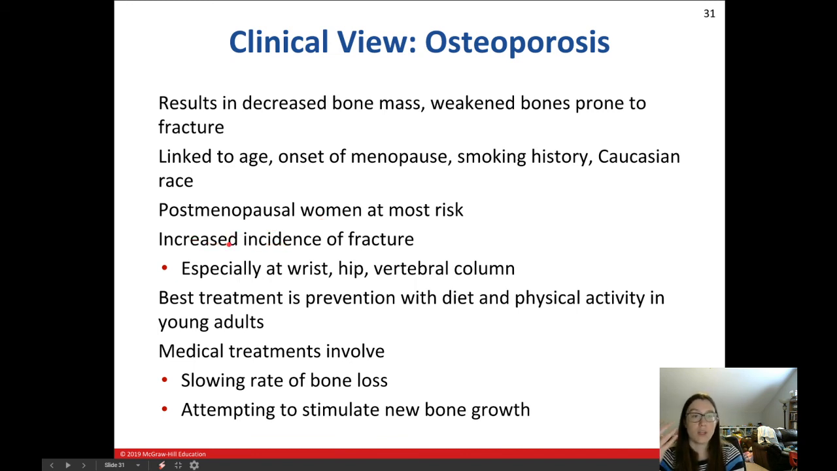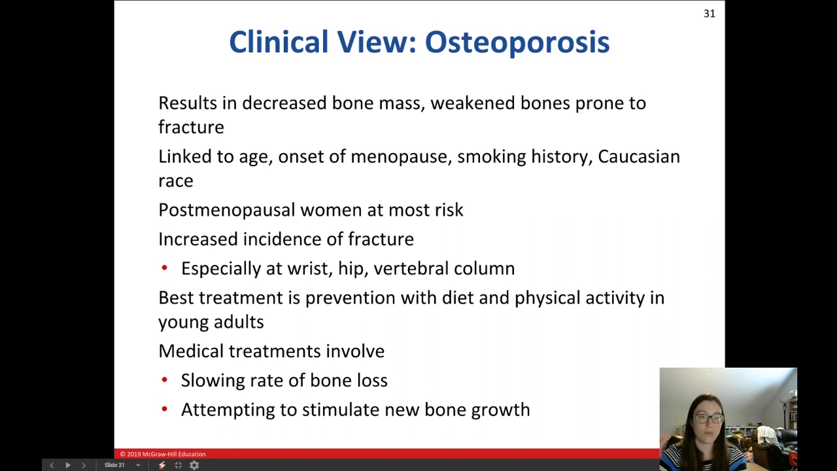Because we're losing bone mass and the bone is becoming more brittle, it is more susceptible to fracture. The wrist, the hip, and the vertebral column are some of the areas that are very commonly fractured. The best treatment is prevention with diet and physical activity in young adults. So make sure that you eat lots of things that contain calcium and you stay active.